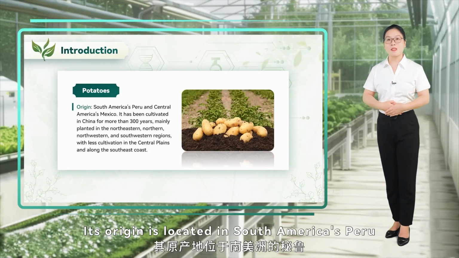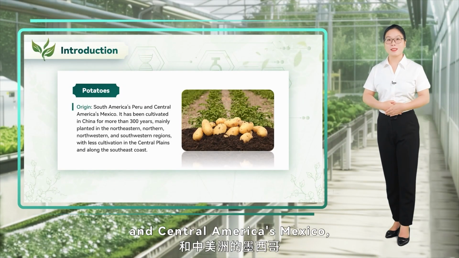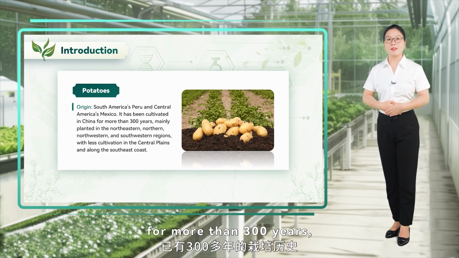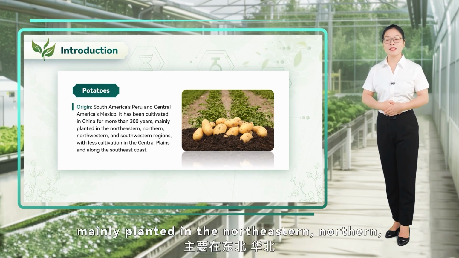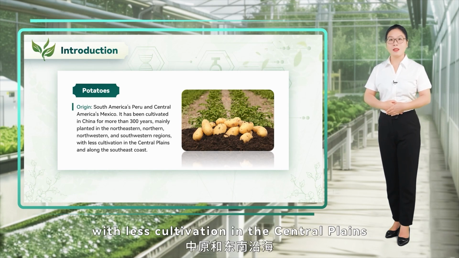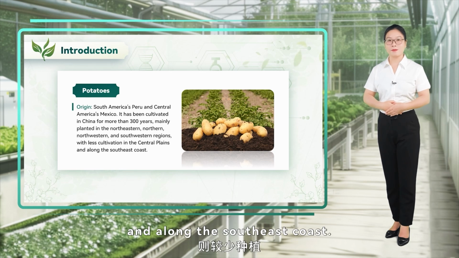Its origin is located in South America's Peru and Central America's Mexico, and it has been cultivated in China for more than 300 years, mainly planted in the northeastern, northern, northwestern, and southwestern regions, with less cultivation in the Central Plains and along the southeast coast.